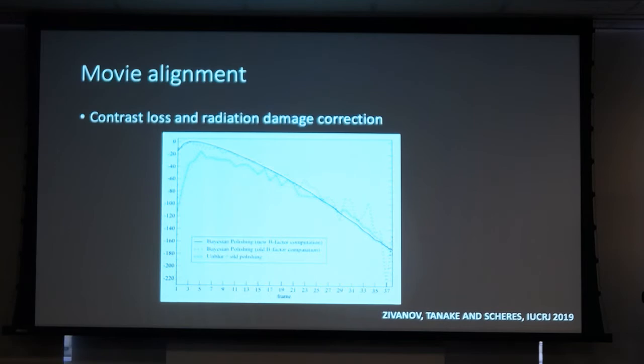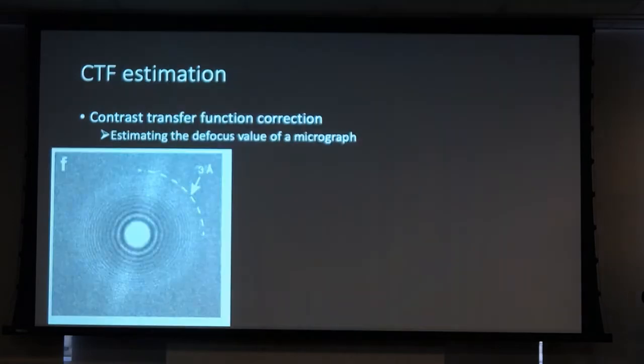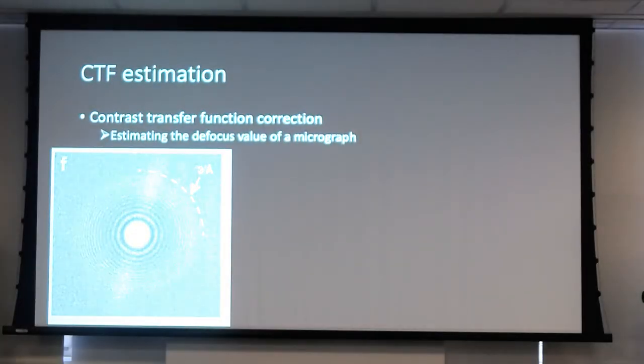Next thing that's extremely important for the end result, for the final resolution that you will get, is estimating the contrast transfer function of your micrographs, which is mostly estimating the defocus value. It's what makes it vary the most. And so you want to estimate the defocus value of your micrographs as accurately as possible.